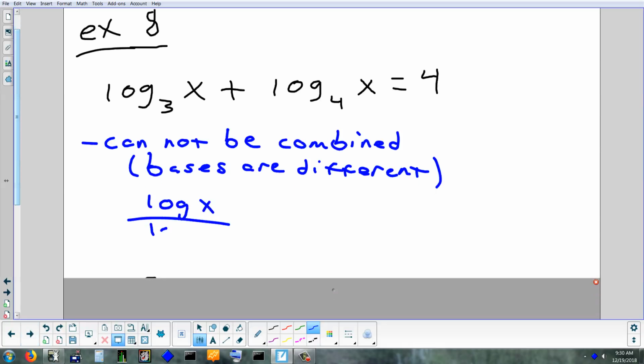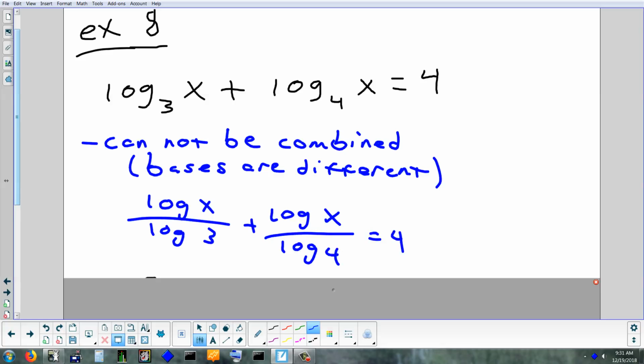Log of x over log of 3. What did I just do? How did I get that from the first term? What's that formula I used called? Skylar? The change of base formula. Yeah, I used the change of base formula. So I have log x over log 3 plus log x over log 4 equals 4. Now you might think, well, now you've got fractions in there, I do, but now everything is base 10 log. Every base is exactly the same, and that would be helpful if I was going to continue solving it.